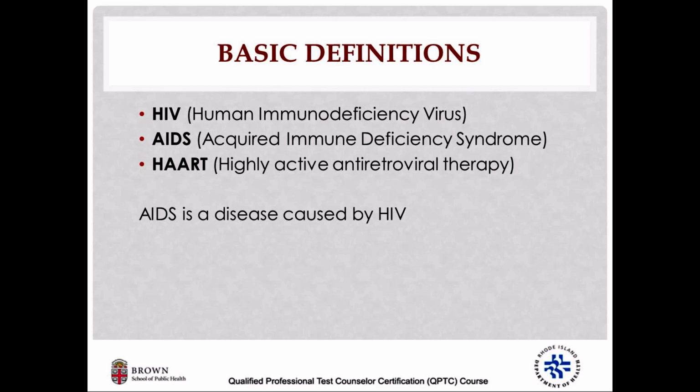However, people who have HIV are started on highly active antiretroviral therapy. This is a combination of medicines that prevents the progression of HIV to AIDS, thus prolonging life. One of the key concepts, as well as one of the key counseling points, is that people who are diagnosed early and go on HAART have a normal life expectancy. We'll talk a little bit more about this later in the lecture. The key concept is that AIDS is a disease caused by HIV.